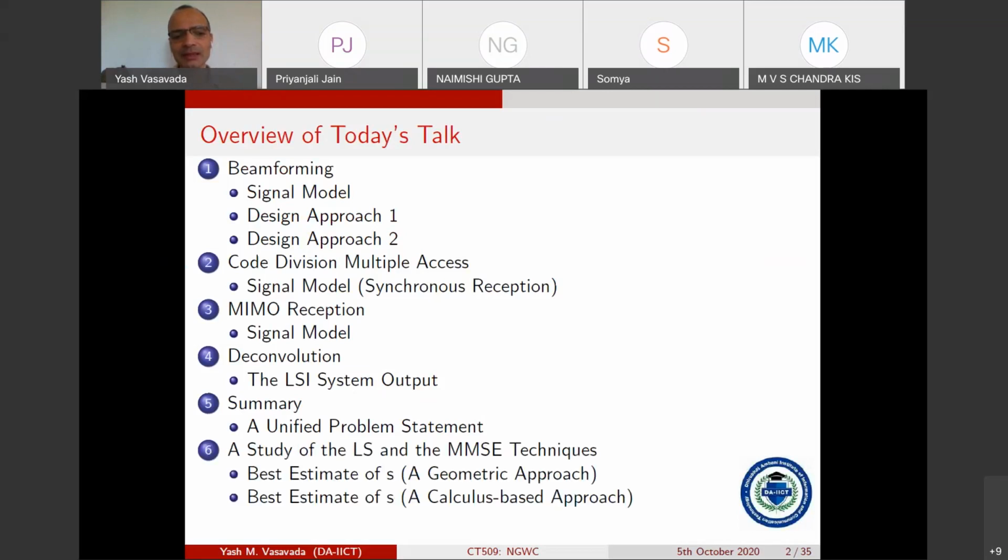And so we will be doing that both from a geometric viewpoint, where we will try to get a geometric understanding of what the least squares is doing and MMSE is doing, as well as a calculus-based approach. And for MMSE, we will also be looking at a statistical approach, which I still haven't added in this slide, so it doesn't show up in this table of contents. So this is the range of topics that we'll be covering as a part of this set of lecture sessions. Okay.